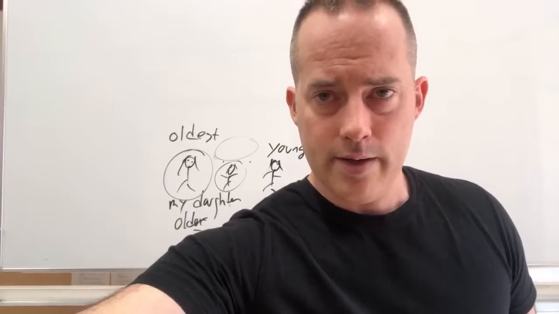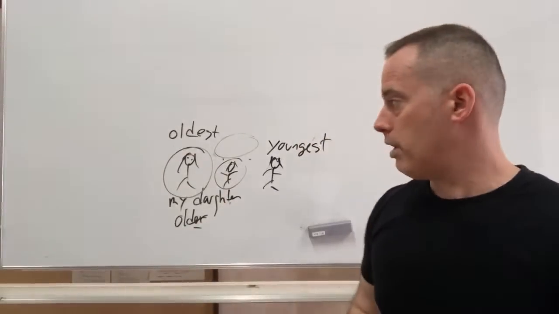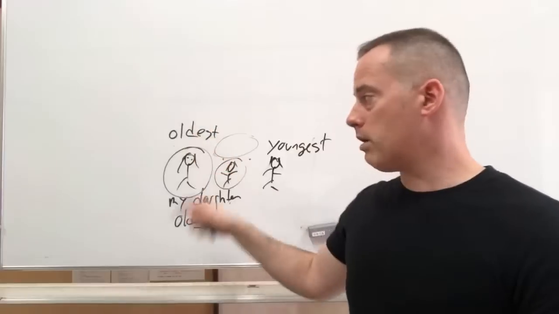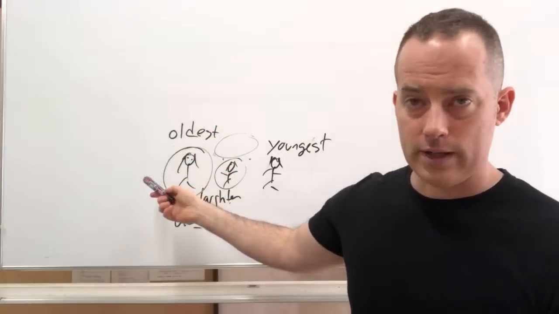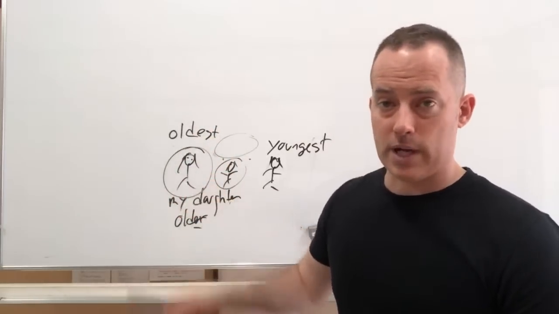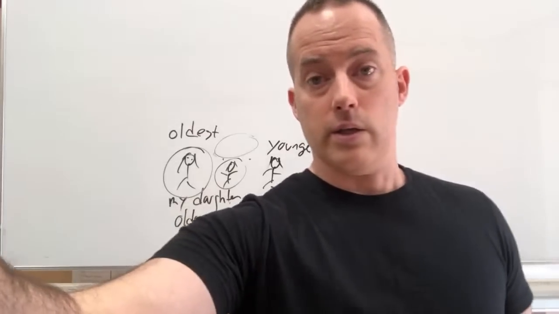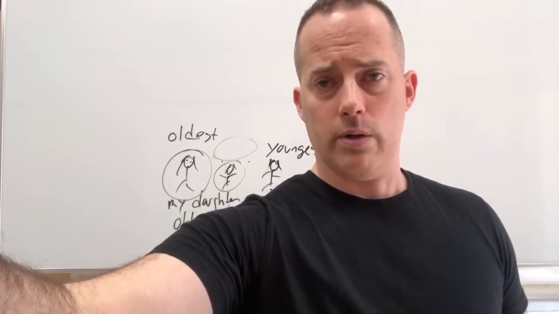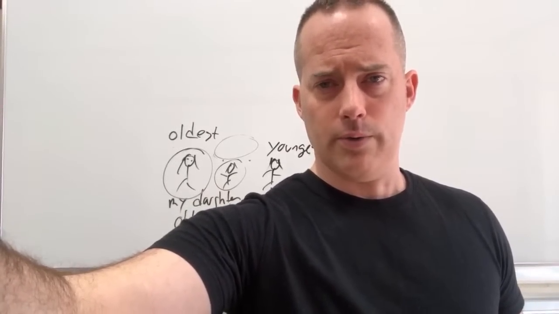All right. So, yes, for my actual daughters, I only have two. So I have an older daughter and a younger daughter. My older daughter, Aria, is 7 years old, and my younger daughter, Noelle, is 4 years old.